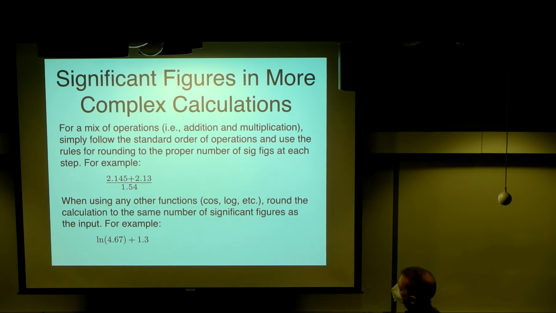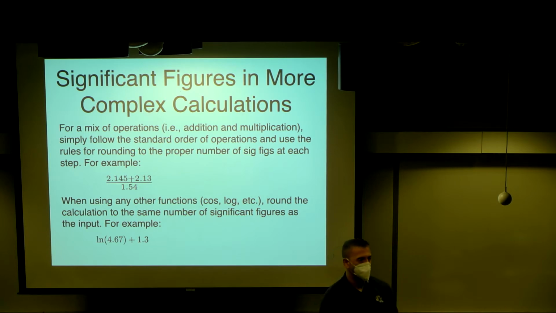So next, let's get into what you're supposed to do in a more complex calculation. Let's say there's some mixture of addition, subtraction, and multiplication and division, or if you have other functions like cosine or log, what do you do in those situations? So if you have a mix of different operations, it's pretty simple. Just complete the calculation at each step, use the standard order of operations, and then at each step, just keep track of how many significant figures you have.